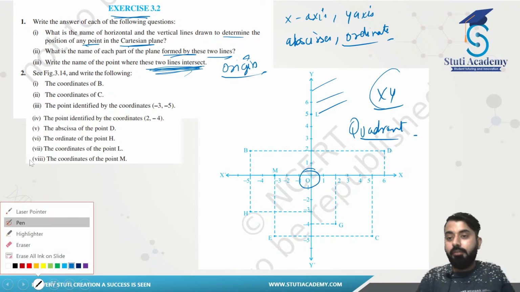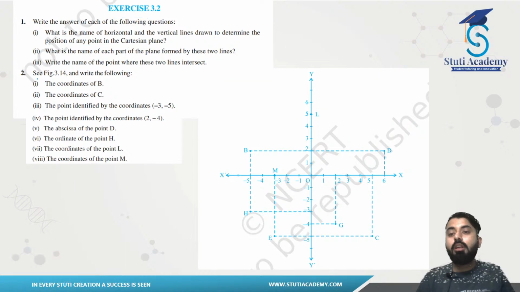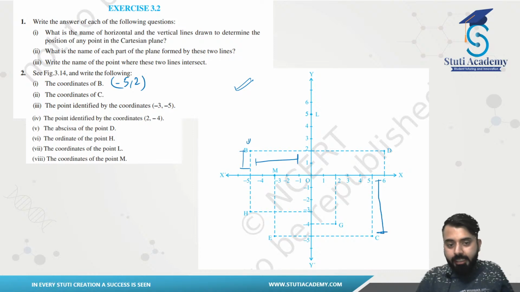Now let's see our second part right here. In figure 3.14, that means this one, what are the coordinates of B? You can easily answer this one. B is here. B is negative 5 on the left hand side and positive 2 vertically, so this will be negative 5 comma 2. Now the coordinates of C: negative 5 downwards and positive 5 horizontally, so towards the right and below, that will be 5 comma negative 5. The value of x is 5 and the value of y is negative 5.